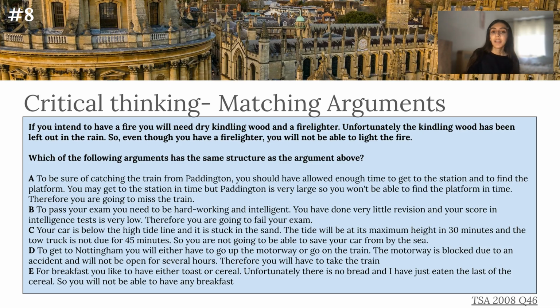And with E, the logic behind it is for breakfast, you like either toast or cereal. There's no bread and no cereal, so you cannot have breakfast. So again, like option D, to get to Nottingham, it relies on an either/or preference, and it fails because both alternative choices are unavailable, and it does not match the joint necessity which is stated in the fire argument.